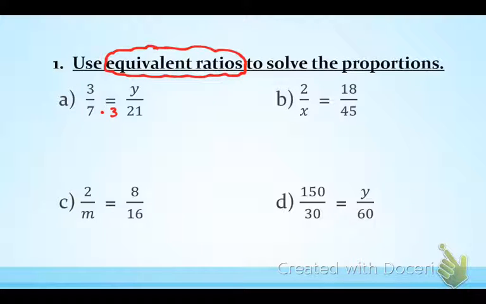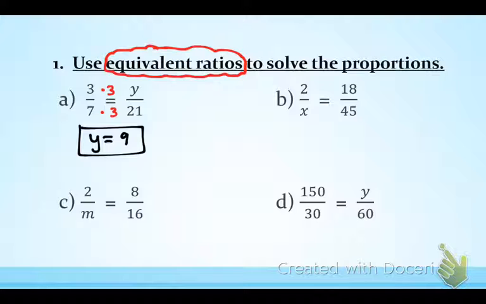Now, if we're going to be fair, if I multiply by 3 on the bottom, what should I do to the top? Multiply by 3 on the top. So down here at the bottom, you could see 7 times 3 equals 21. So on the top, we know 3 times 3 equals 9. Therefore, underneath it, you're simply going to write y equals 9. And now you have found out that 3 is to 7 as 9 is to 21.